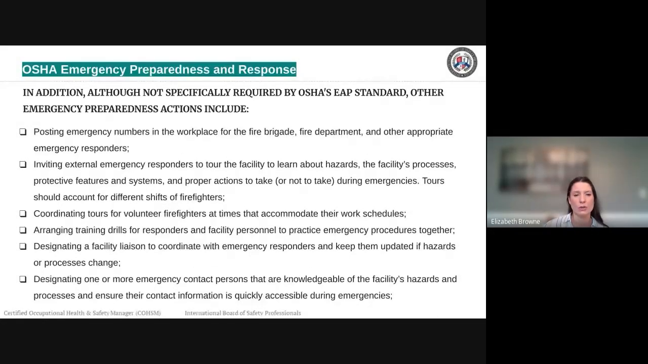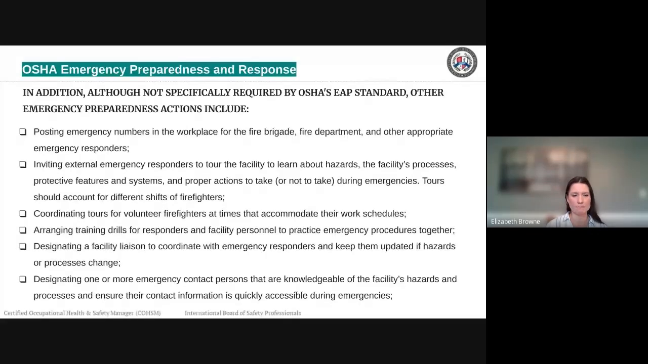In addition to the requirements of the OSHA Emergency Preparedness and Response Standard, some other actions may include posting emergency numbers in the workplace for the fire brigade, the fire department, or other appropriate emergency responders. Another good idea is inviting external emergency responders to tour your facility to learn about the specific hazards of your facility and its processes. Some processes are very complicated or not well known to emergency responders, such as firefighters and paramedics. So inviting the firefighters from all the different shifts and giving them a tour helps to really coordinate the efforts in an emergency.